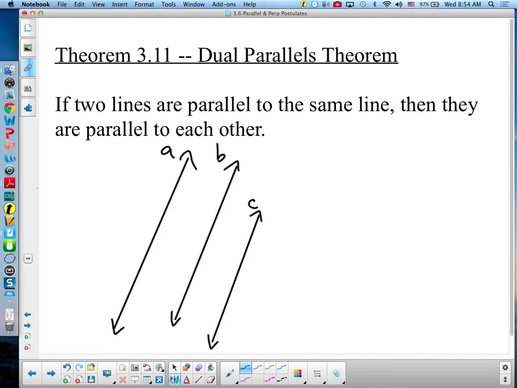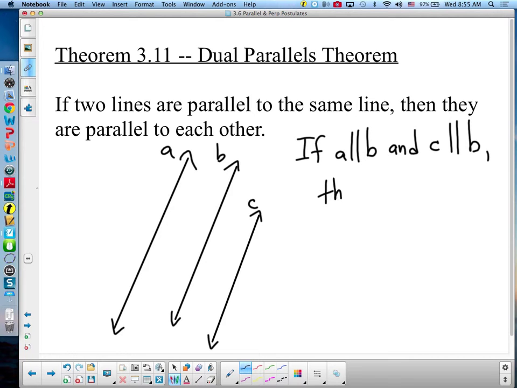Okay, it says if two lines are parallel to the same line. So if A is parallel to B and C is parallel to B. Two lines, A and C, are both parallel to B, the same line. So A and C are my two lines, they're both parallel to the same line, which is line B in my picture.